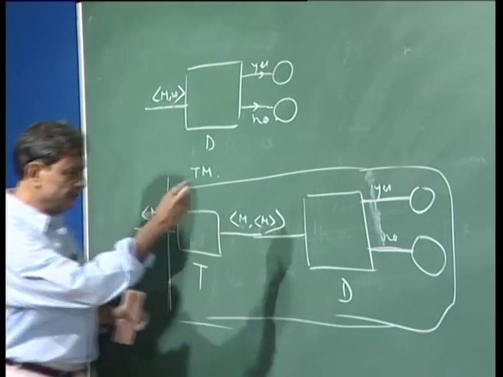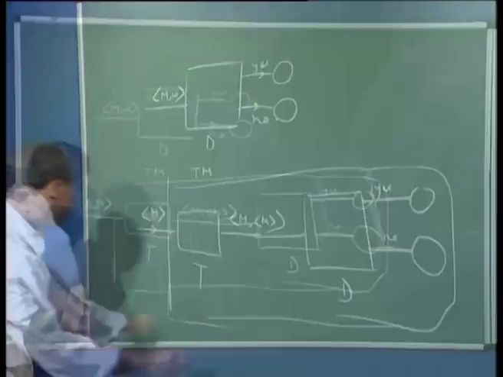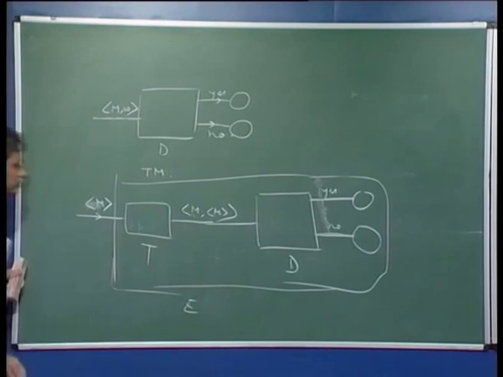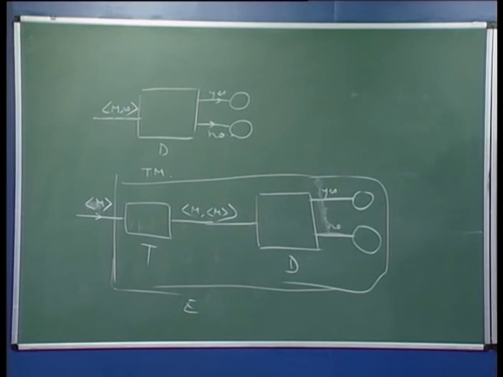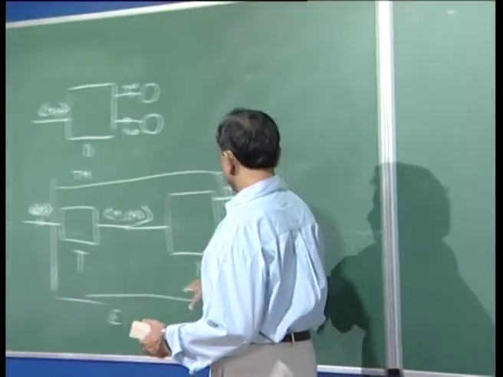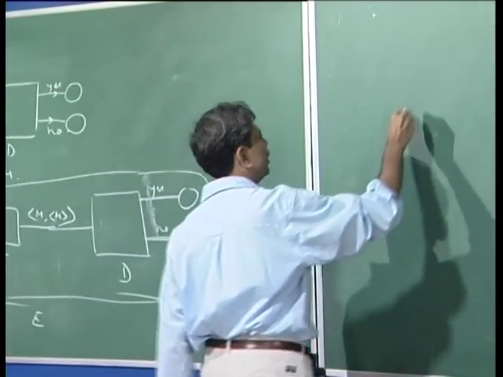Okay. So, this, let us call it the machine E. All right. And now, let me slightly change E to obtain a new machine F.